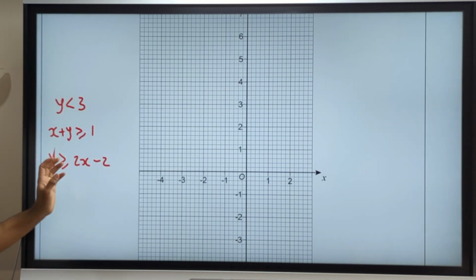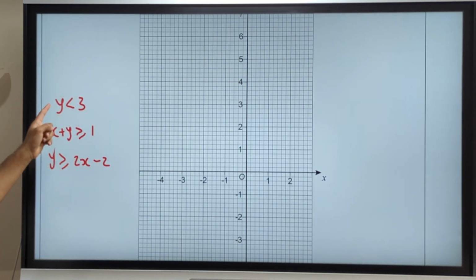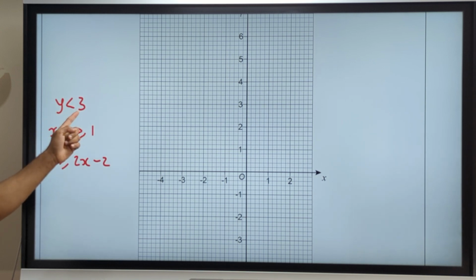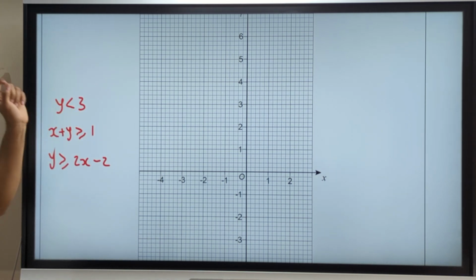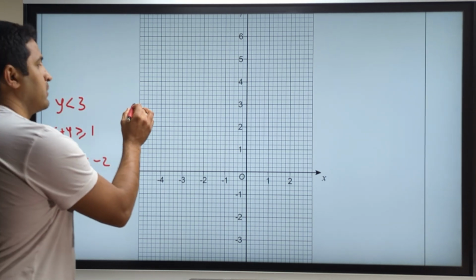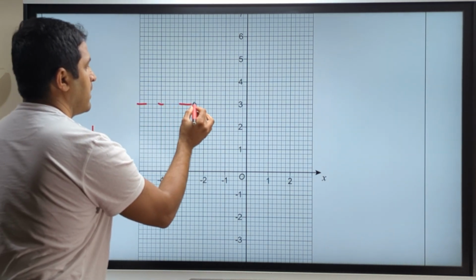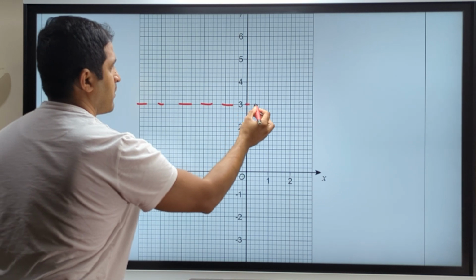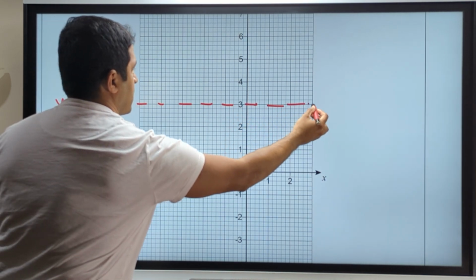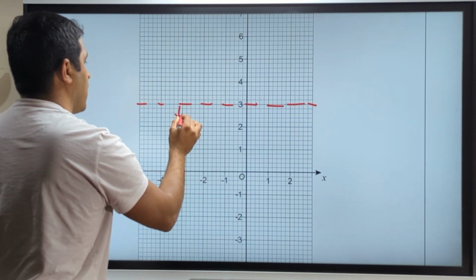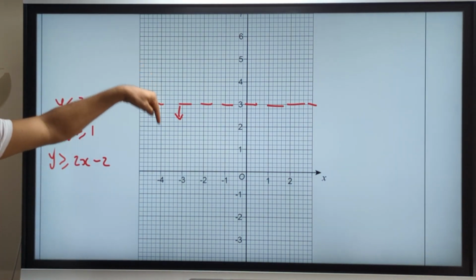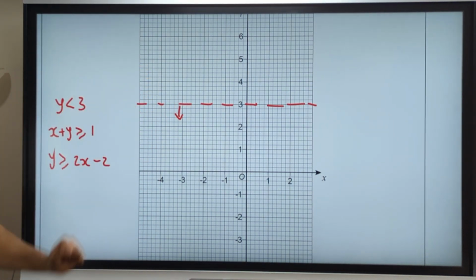So these are the three lines we need to draw. We need to draw the line y equals 3, but it's strictly less than, so we need to draw the dotted line y is less than 3. So you're going to do the dotted line. This is the side we want, because y is less than 3 on this side of that dotted line.